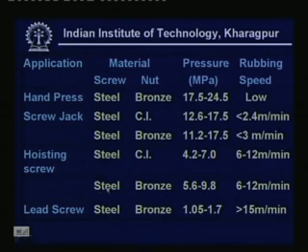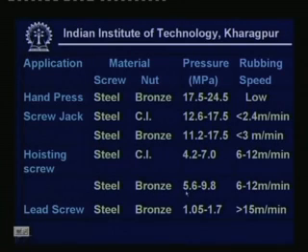For the hoisting screw, the material is steel and the nut is cast iron. Here the bearing pressure is quite small, 4.2 to 7.0, whereas the rubbing speed here is quite high, 6 to 12 meter per minute. It is again a very moderate speed, not very high, not very low. We may have bronze. Now, with bronze, of course, the bearing pressure could be a little higher, 5.6 to 9.8 megapascal.